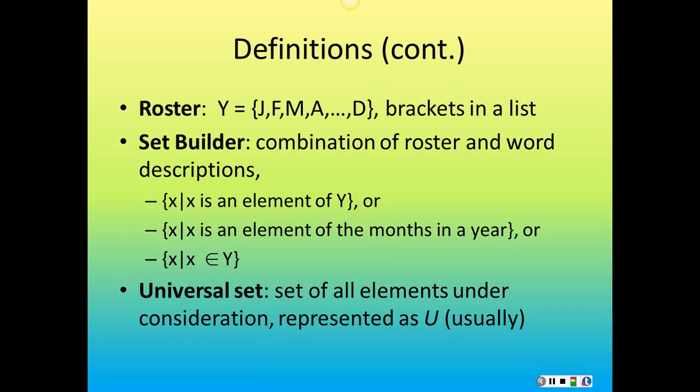Or purely symbolically, x such that x, and that little E-looking symbol is an element of. It's a symbolic way of writing that. So we say x such that x is an element of Y, where Y is defined as the months of the year. So three ways of writing it.